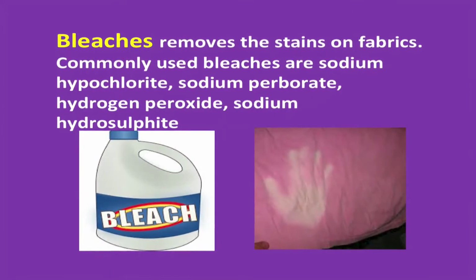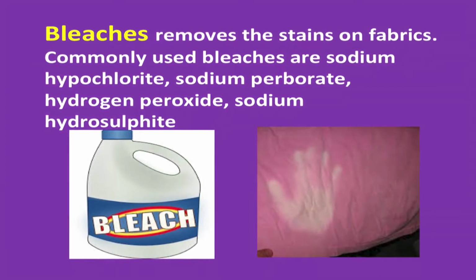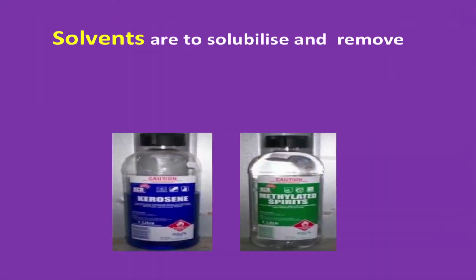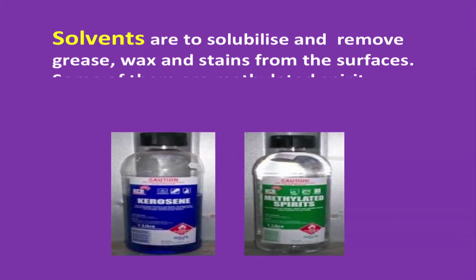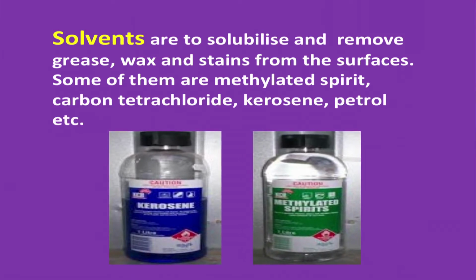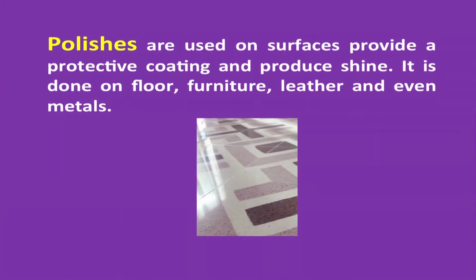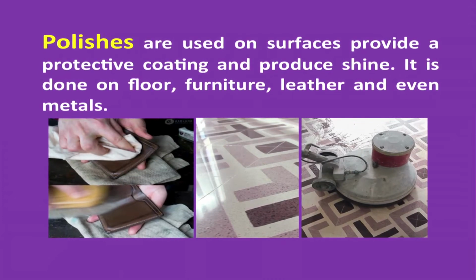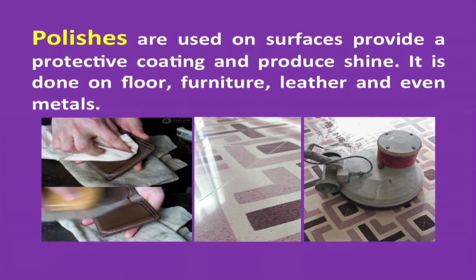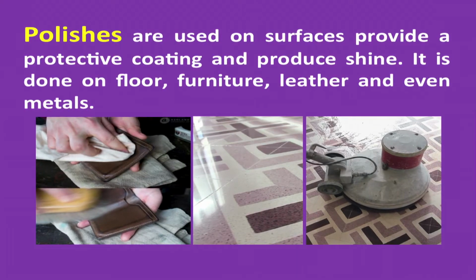Bleaches. Stains on fabrics are removed by bleaches such as sodium hypochlorite, sodium perborate, hydrogen peroxide, sodium hydrosulfide, etc. Solvents such as methylated spirit, carbon tetrachloride, kerosene, petrol, etc. are used to remove grease, wax and other stains from the surfaces. Polishes are used on surfaces such as floors, furniture, leather and even metals. When rubbed on a surface, they provide a protective covering to the surface and produce shine while cleaning it.